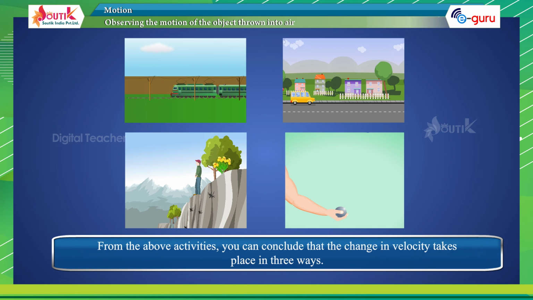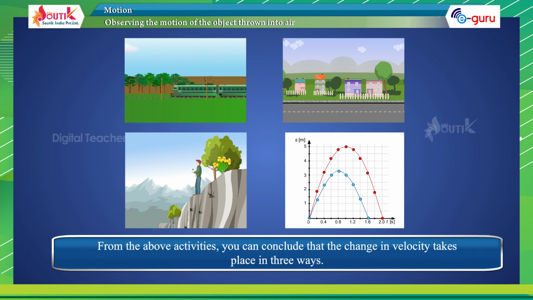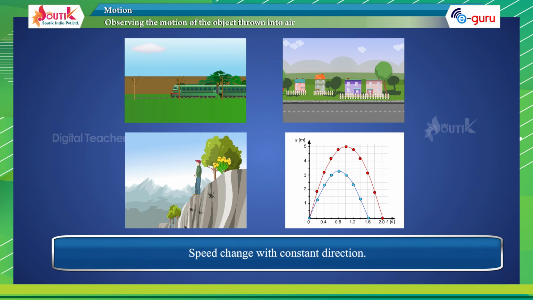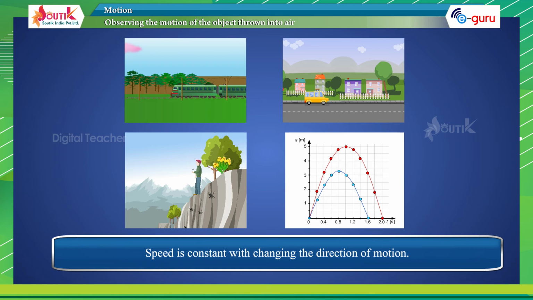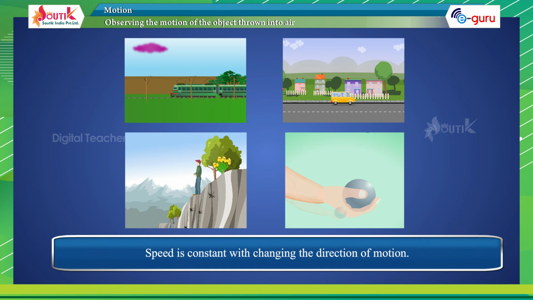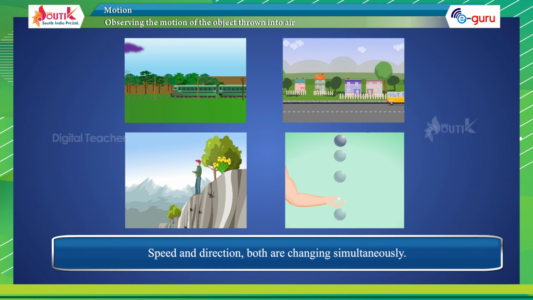From the above activities, you can conclude that the change in velocity takes place in three ways. Speed changes with constant direction. Speed is constant while the direction of motion changes. Speed and direction both change simultaneously.